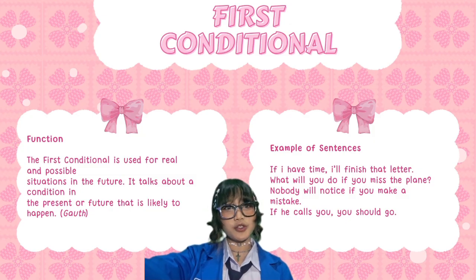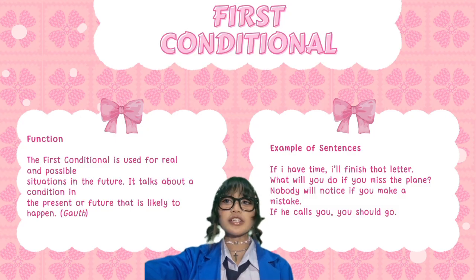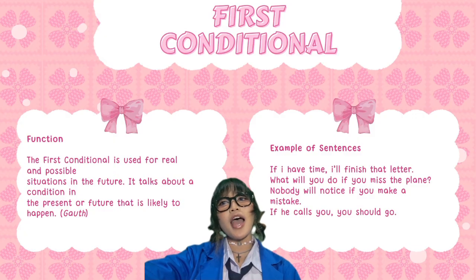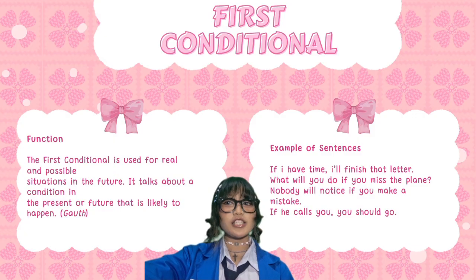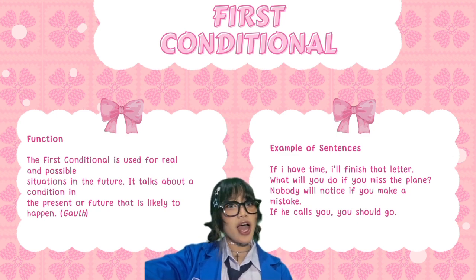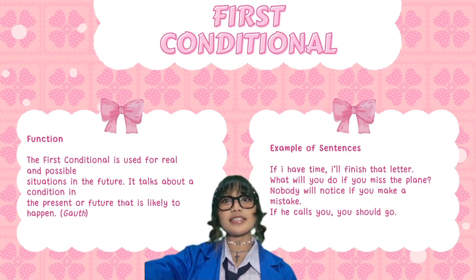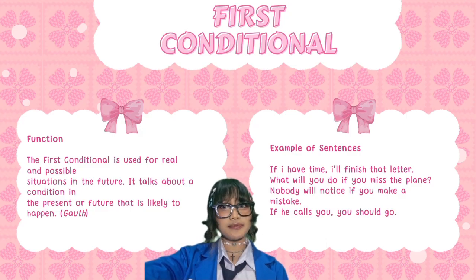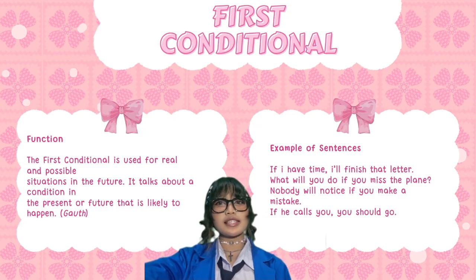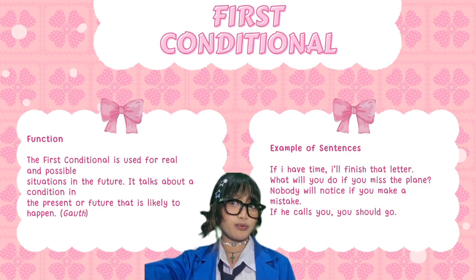Next, we're gonna move to first conditional. We're gonna talk about the function of first conditional. The first conditional is used for real and possible situations in the future. It talks about a condition in the present or future that is likely to happen. And we have the example sentences. First, if I have time, I'll finish that letter. Second, what will you do if you miss the plane? Third, nobody will notice if you make a mistake. Fourth, if he calls you, you should go.